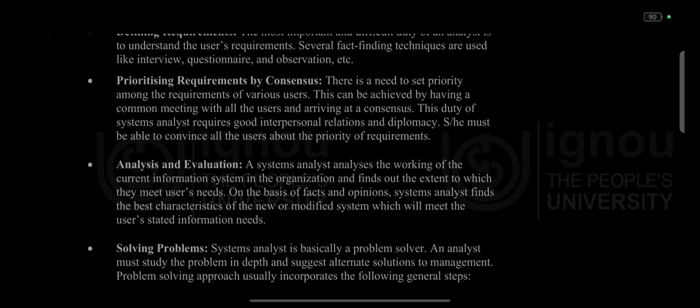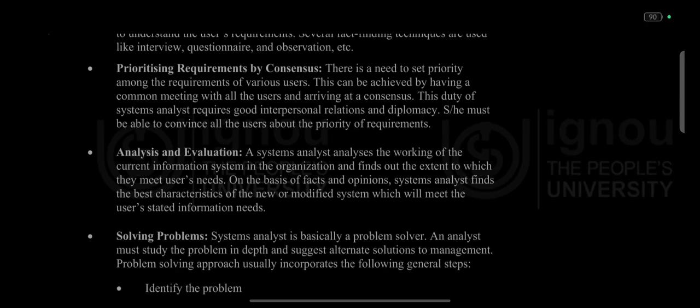Prioritizing requirements by consensus. There is a need to set priority among the requirements of various users. This can be achieved by having a common meeting with all the users and arriving at a consensus. This duty of systems analysts requires good interpersonal relations and diplomacy. She or he must be able to convince all the users about the priority of requirements.